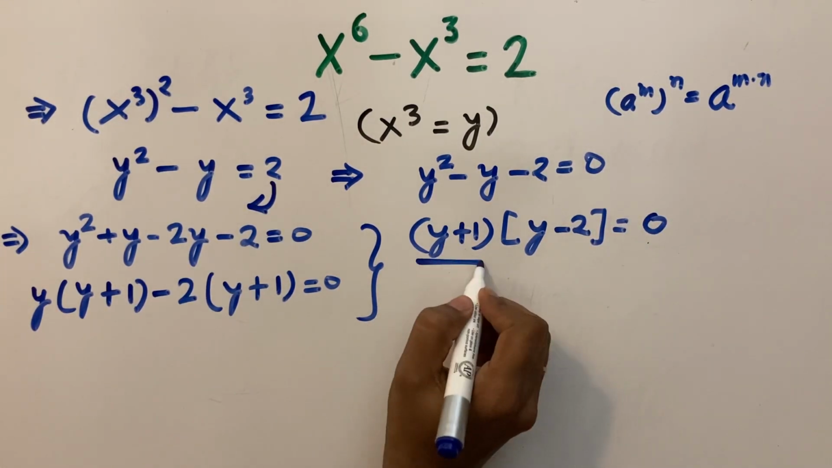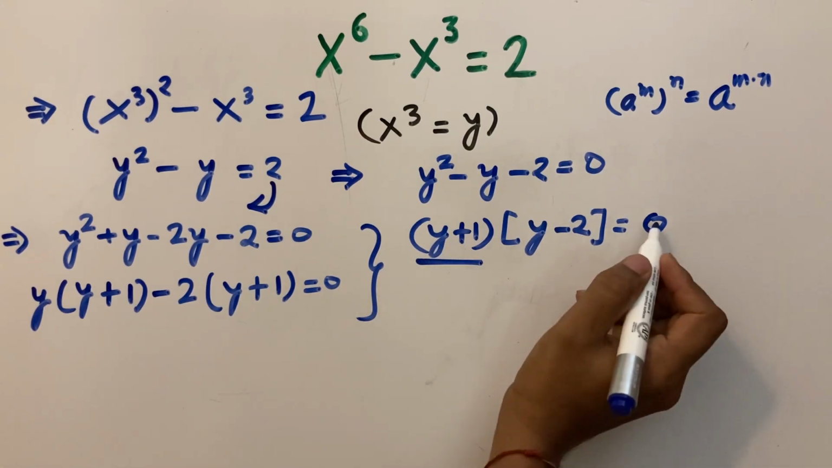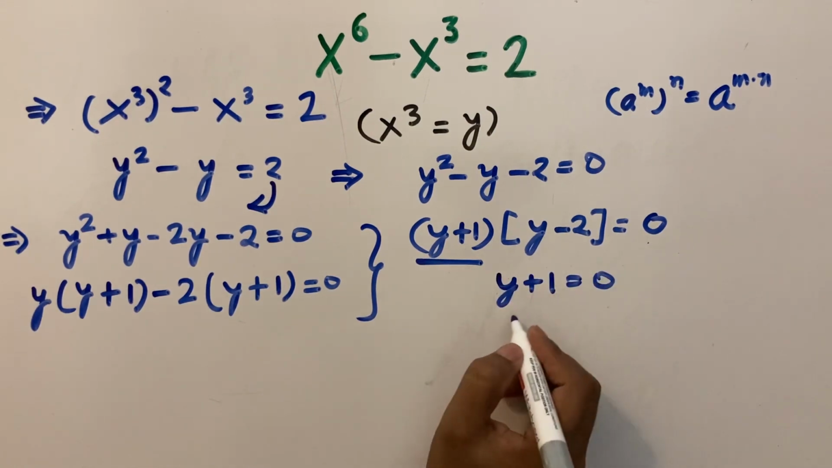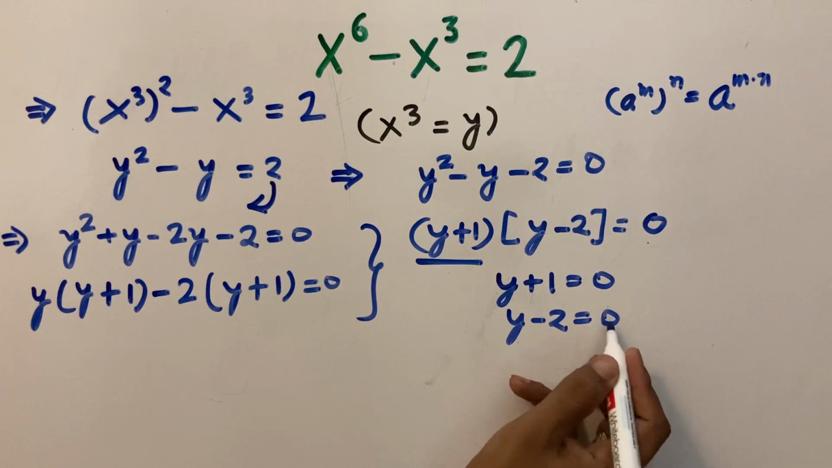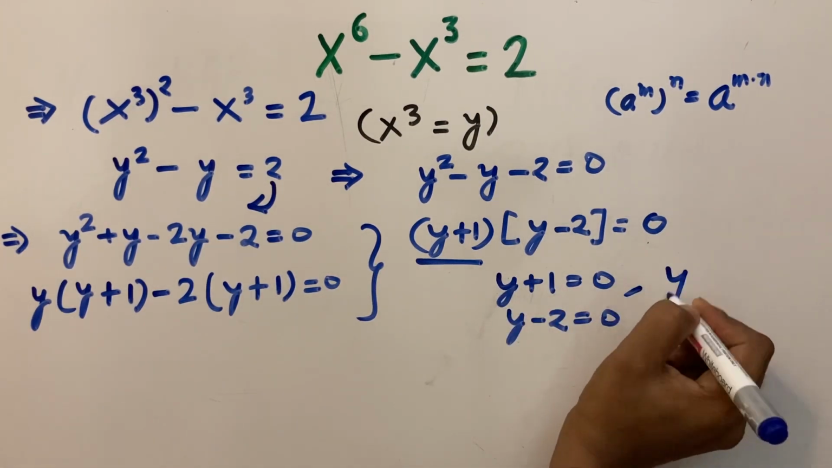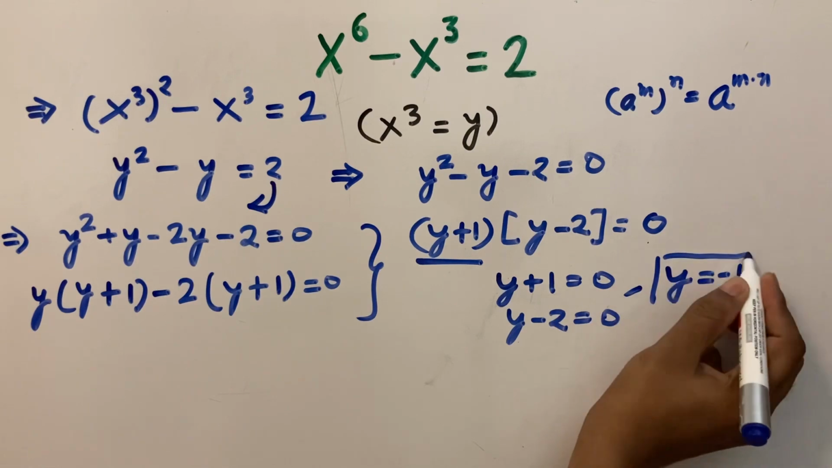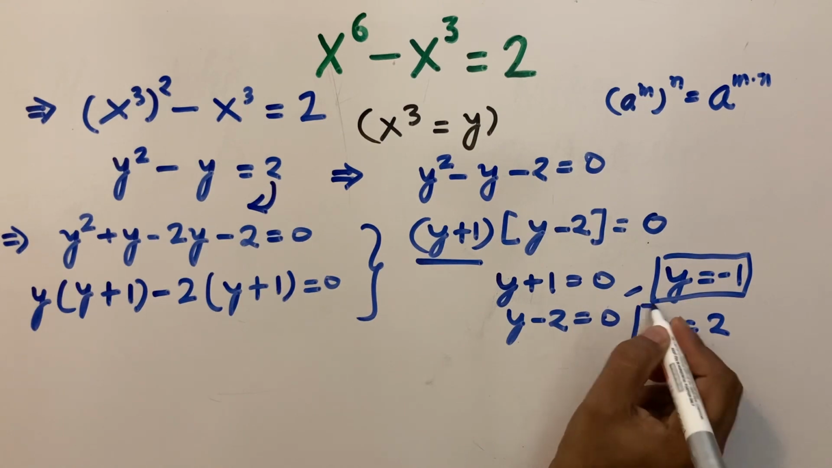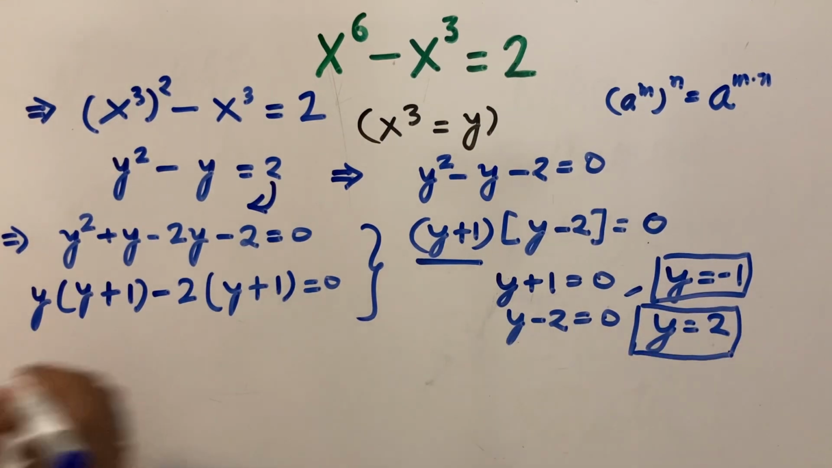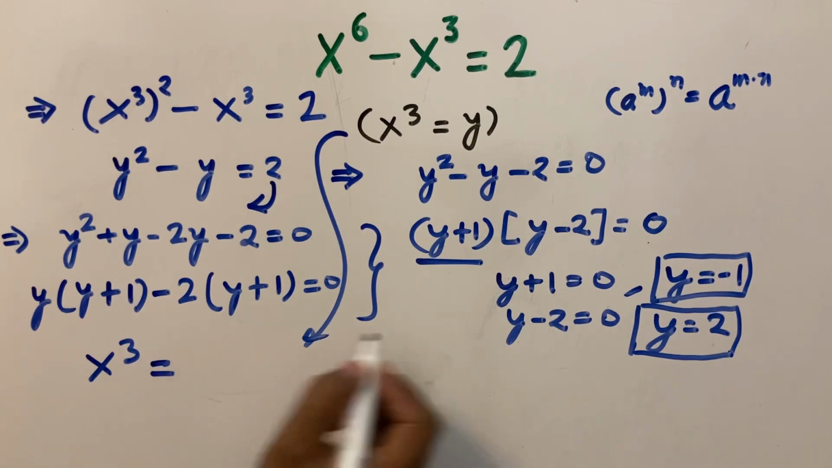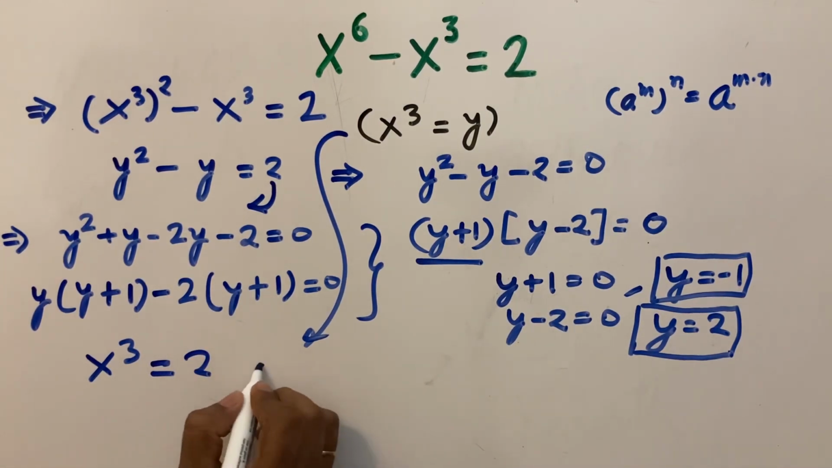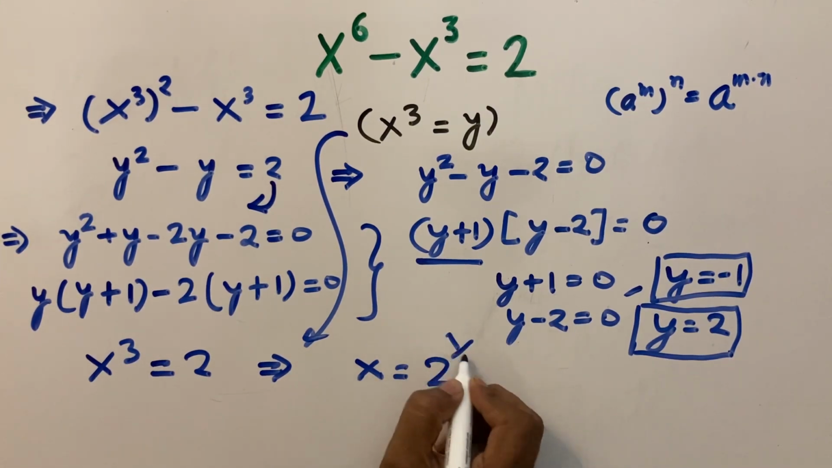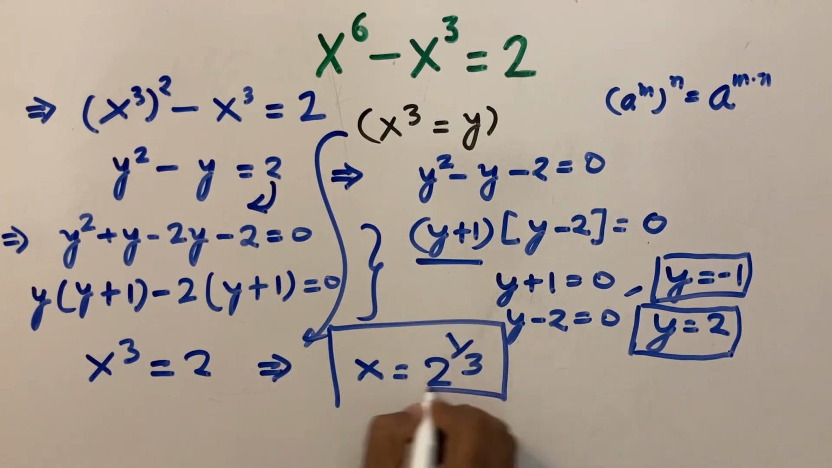Now this equation, (y plus 1) and (y minus 2) equals 0, can be equated as y plus 1 equals 0 and y minus 2 equals 0. From here y equals minus 1, and from here y comes 2. Then x to power 3 equals 2. So x equals 2 to power 1 by 3. So this is one of the solutions.